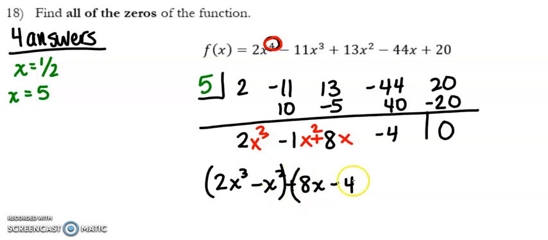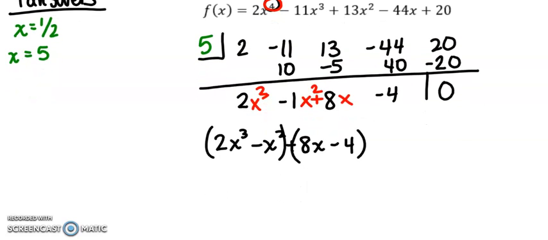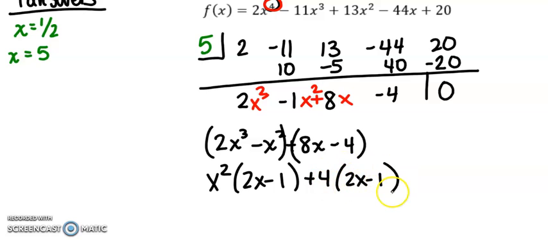So again, you could do synthetic division with the 1/2, but some people don't like working with fractions, and that's fine. Or you can get to a place where you can factor. In this case, my GCF is going to be x squared. I'm left with 2x minus 1. My GCF is going to be 4. I'm left with 2x minus 1. I know my grouping worked because these two factors are the same, so I can take that one out.